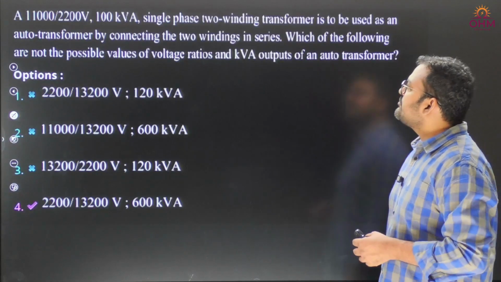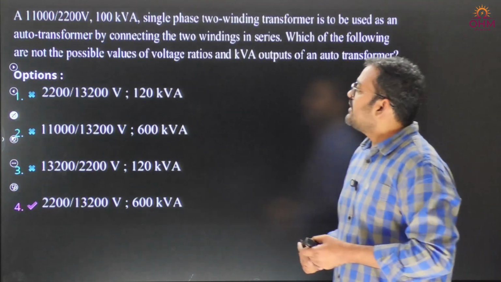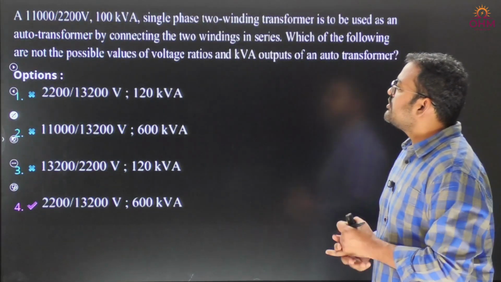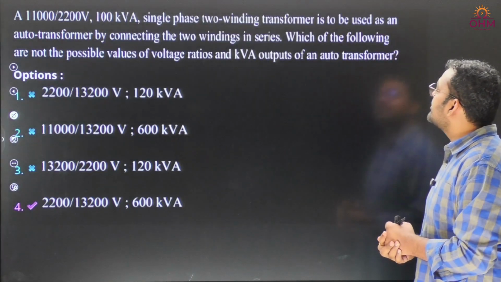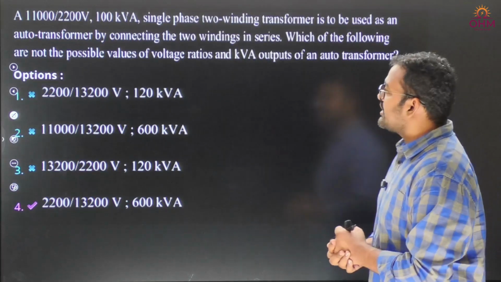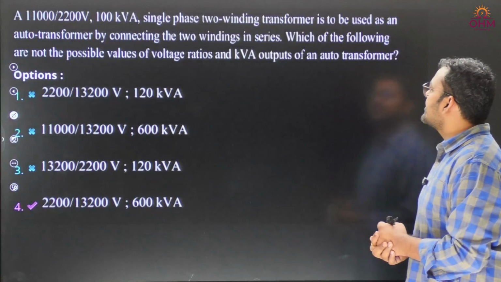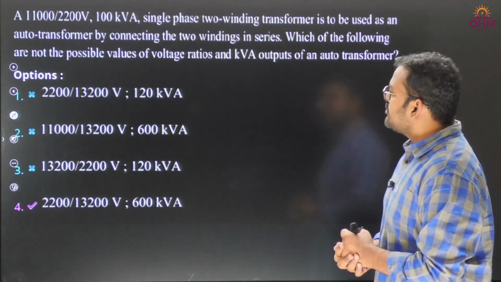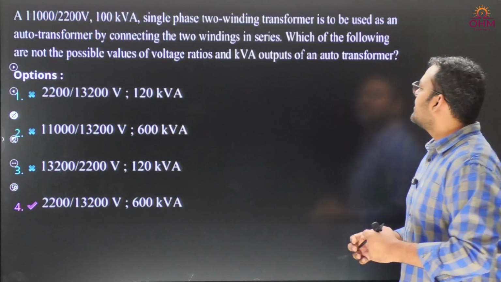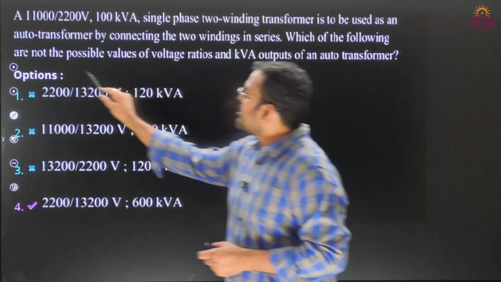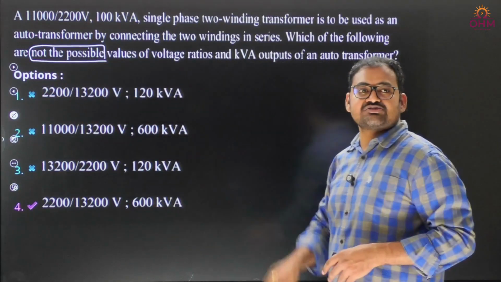Okay, now we have the next question. This is from transformers. Read the problem. A 11,000 by 2,200 volt 100 kVA single phase 2 winding transformer is to be used as auto transformer by connecting the two windings in series. Which of the following are not possible values of voltage ratios and kVA outputs of the transformer? Which of the following are not possible? That is what you need to be very clear with. That means wrong answers you have to select.